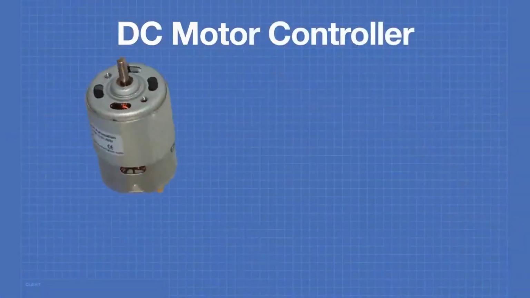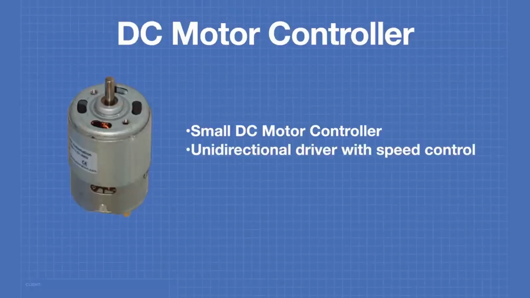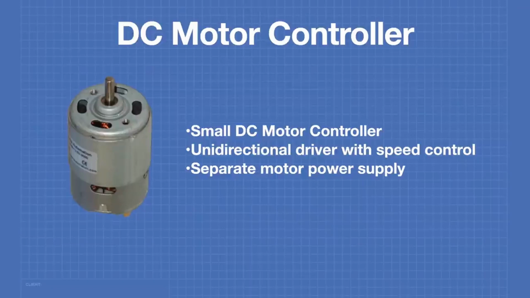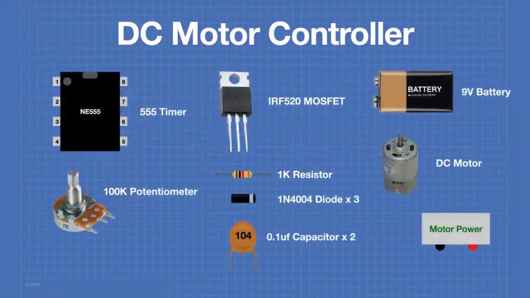In this 555 project, we're going to build a small DC motor controller. This is a unidirectional controller that has a speed control. We'll be building it using a separate motor power supply, and you can use a variety of motors and power supplies with this design. Now here are the components we're going to need to build the DC motor controller.